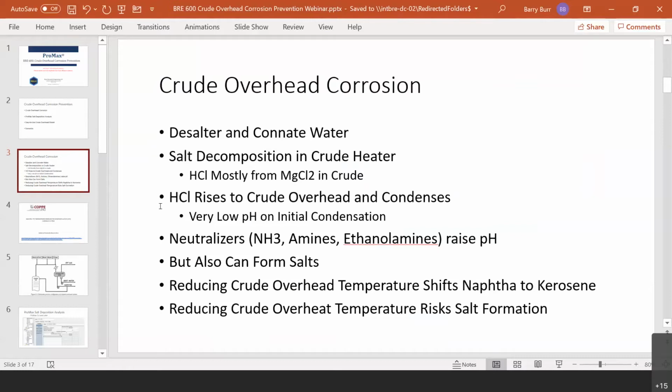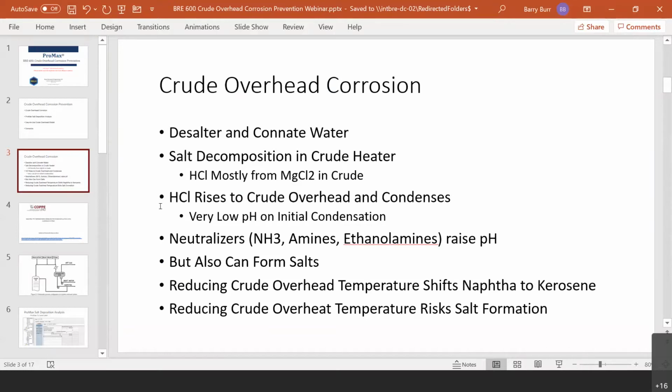So one way to counter this is by adding a basic material, a neutralizer, so that when the first drop of water condenses, instead of there just being hydrochloric acid, there'll also be another basic chemical like ammonia or some amines or ethanolamines that will help to raise the pH. And that's all very nice. It does a good job of neutralizing the aqueous liquid that forms in the crude overhead condenser line.